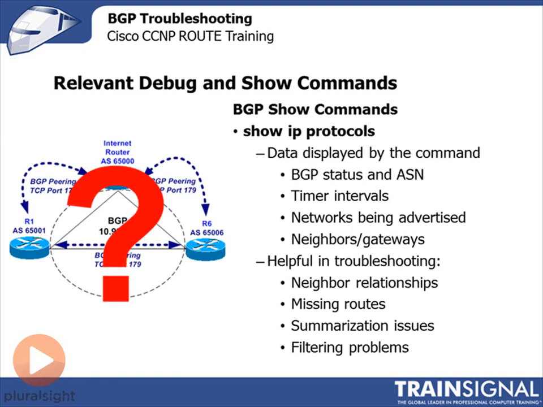It's going to show your BGP status of your neighbors, your autonomous system number, timer intervals, and networks being advertised in gateways. And this ends up being helpful for troubleshooting neighbor relationships, missing routes, summarization problems, and filtering issues.